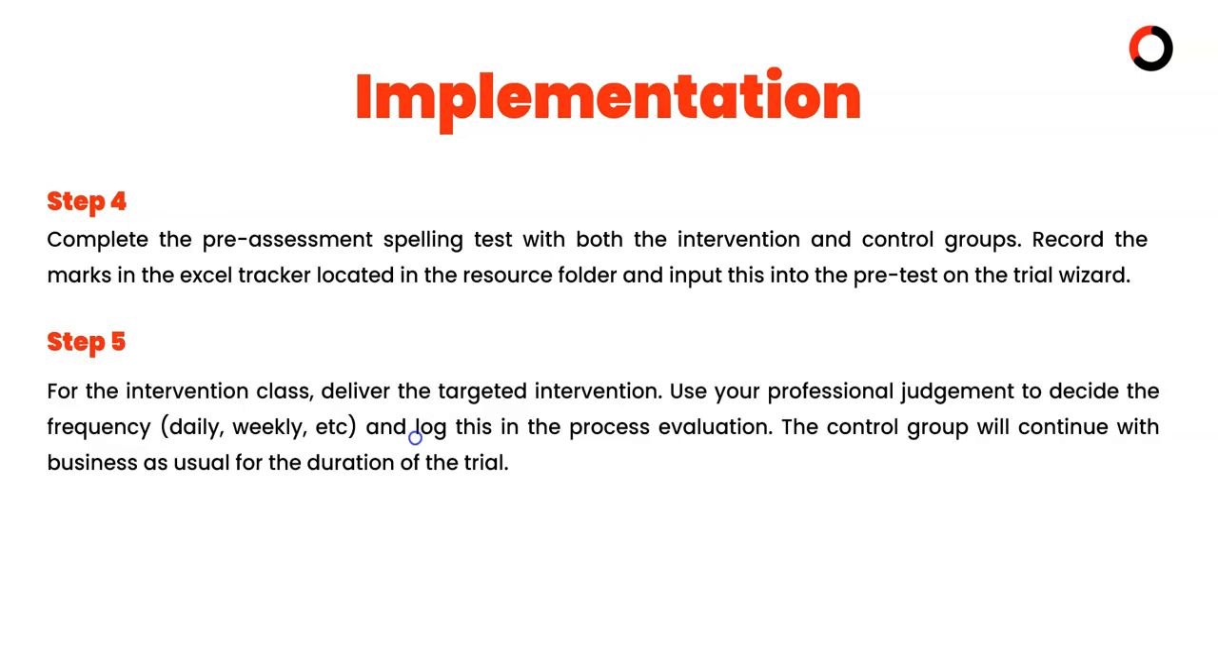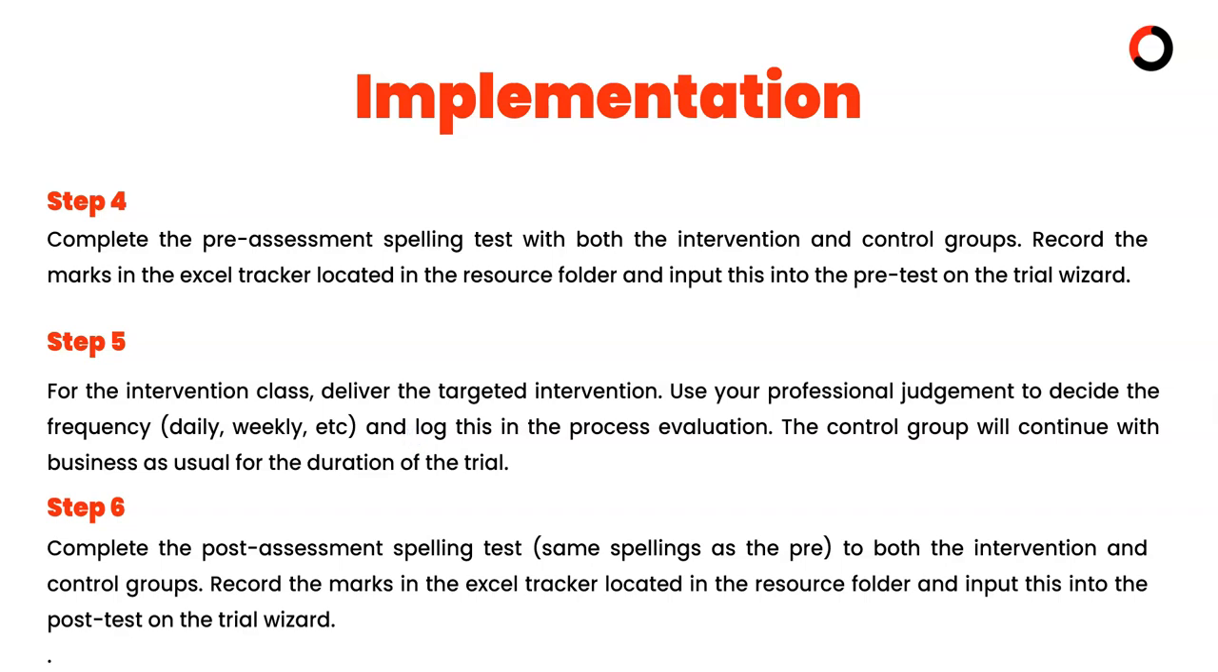Step 5. For the intervention class, deliver the targeted intervention. Use your professional judgment to decide the frequency, whether this will be daily or weekly, and log this in the process evaluation. The control group will continue with business as usual for the duration of the trial. Step 6. Complete the post-assessment spelling test, which is the same as the pre, to both the intervention and the control groups. Record the marks in the Excel tracker, and then input this into the post-test on the trial wizard. If you then complete the process evaluation, and then click Analyze, it will generate an impact report for your school.